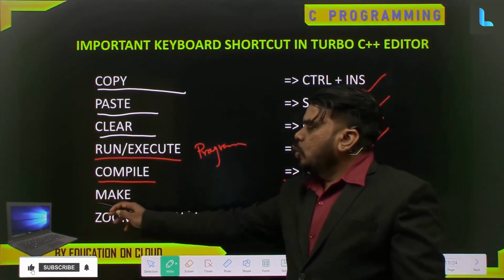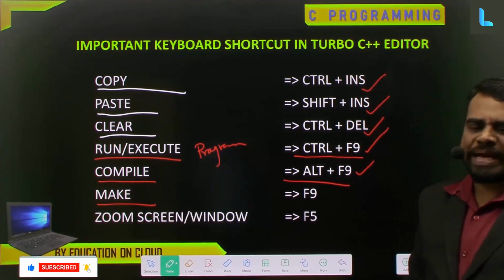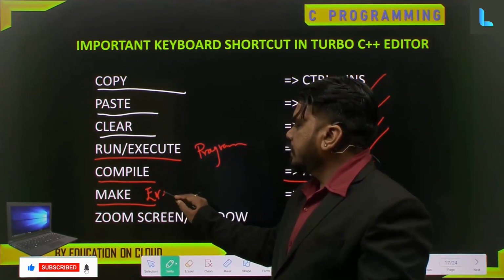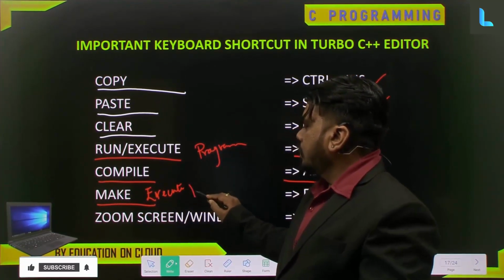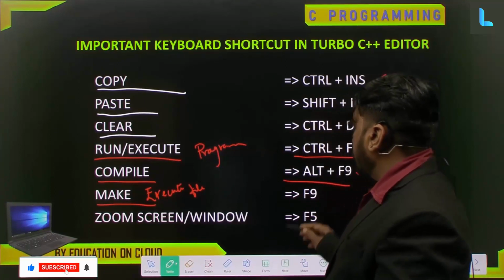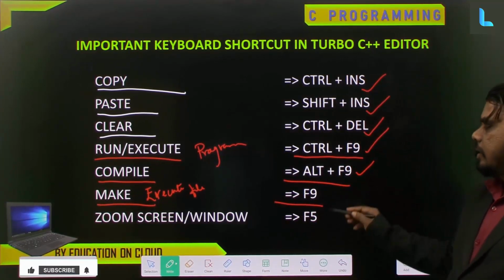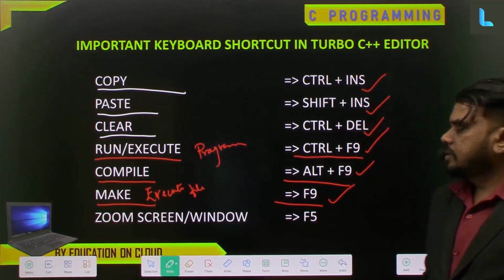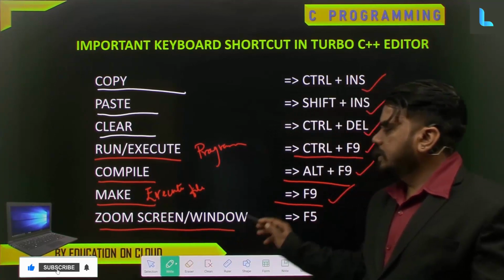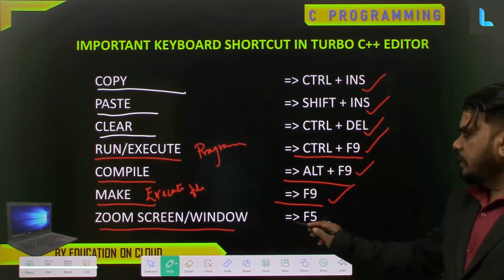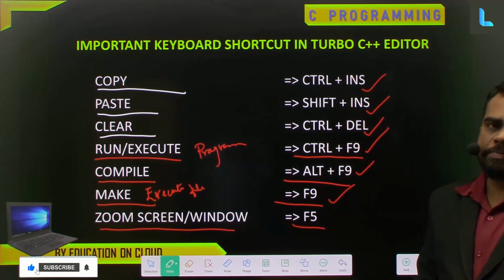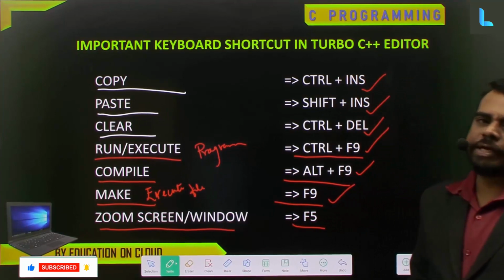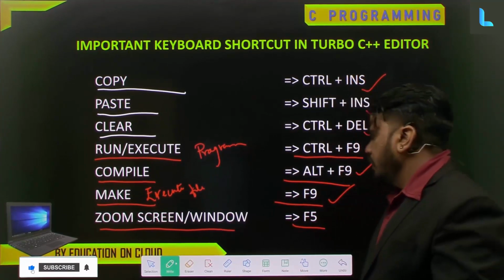To make an executable file, once the programming is done and you want to create it as an executable file, the keyboard shortcut F9 helps us create it. Similarly, to zoom the screen or the window, we use the keyboard shortcut F5. So these are the important keyboard shortcuts which we can use in the Turbo C++ editor. Let us continue.